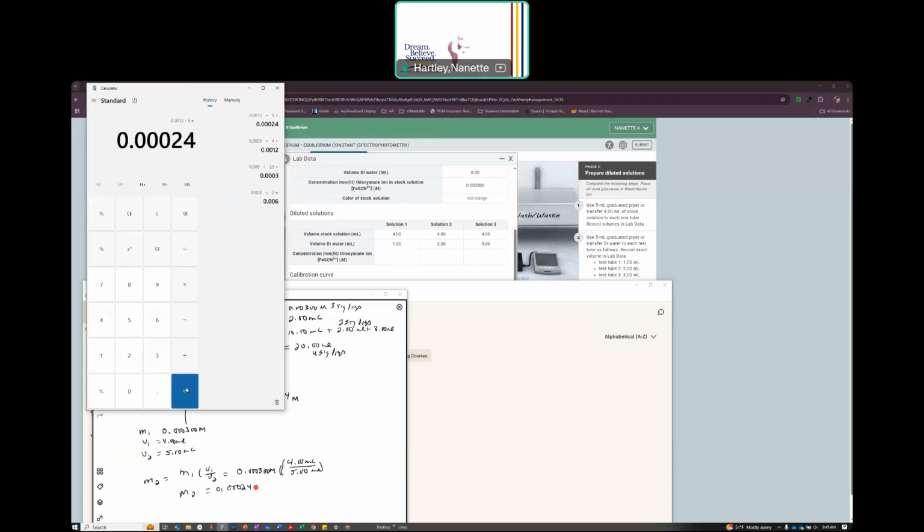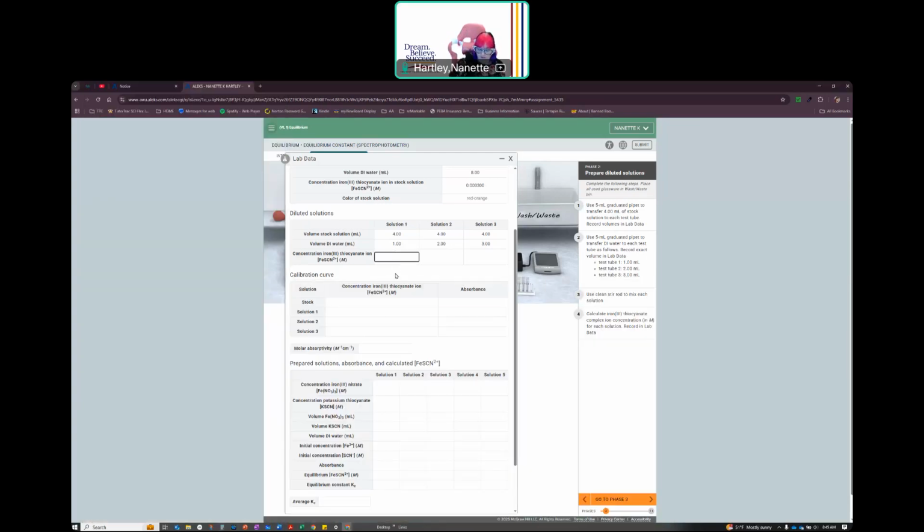0.00024. Now, how many sig figs should I have? Again, at this point, 3, because there are 3 sig figs in this number right here. 3 right there and 3 right there. So I'm still looking at 3. 1, 2, and now 3. So that's the number that I should be reporting right here: 0.000240.